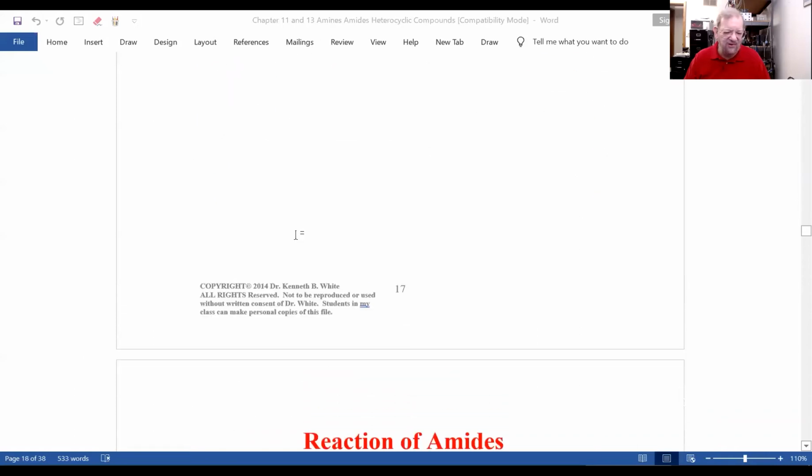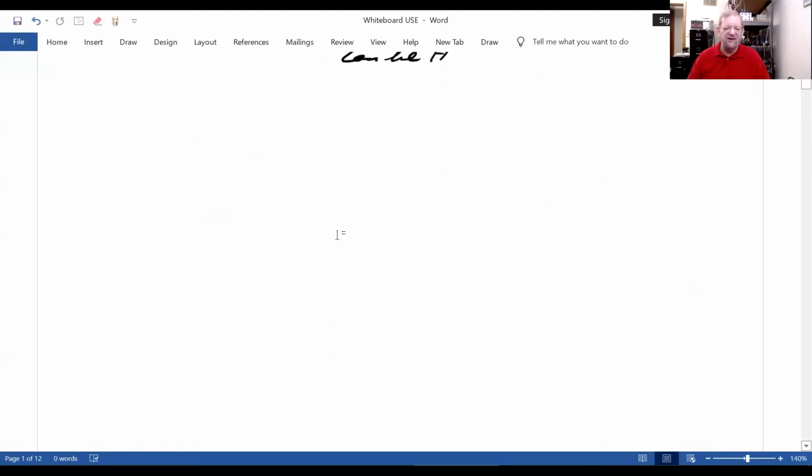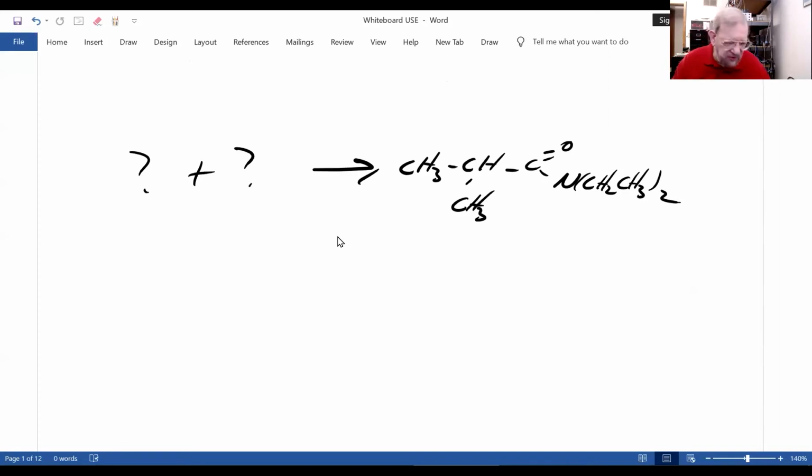All right. I thought I'd bring you up to date. We did this last week. Oh, let's do one more synthesis. Let's have some fun with this. What 2 compounds would you react to make that molecule?